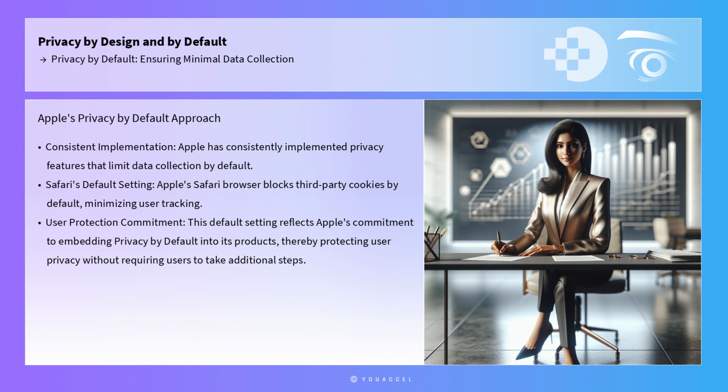A relevant example of privacy by default in product design is Apple's approach to user privacy. Apple has consistently implemented privacy features that limit data collection by default. For instance, Apple's Safari browser blocks third-party cookies by default, minimizing user tracking. This default setting reflects Apple's commitment to embedding privacy by default into its products, thereby protecting user privacy without requiring users to take additional steps.